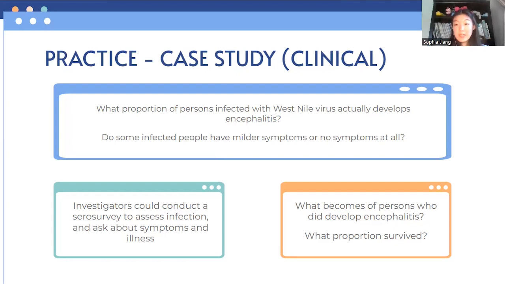Investigators could conduct a serosurvey to assess infection, and they could ask about the symptoms and illness in order to get this information. And a few other questions might be, what becomes of people who did develop encephalitis? Did they recover with no complications? Did they recover with complications? Are they still sick? Or did they die? Questions like these.